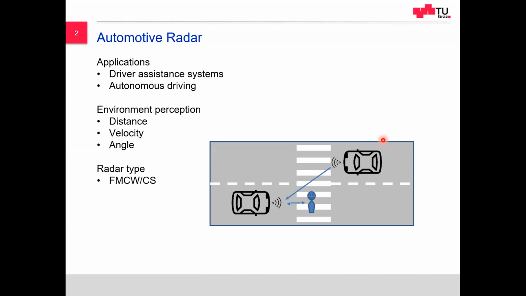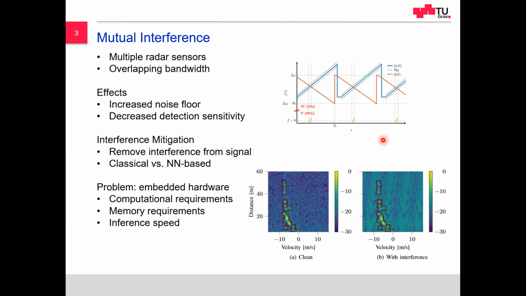And in the figure on the right, you can already see a typical scenario where we have multiple cars that are equipped with a radar sensor, and we have multiple objects within the environment of these radar sensors. This could be pedestrians or cyclists, for example. And if we have multiple radar sensors that are sending at the same time, and if they're sending at an overlapping frequency band, this might cause a so-called mutual interference, which means that one radar sensor introduces an interference signal to the other radar sensors.